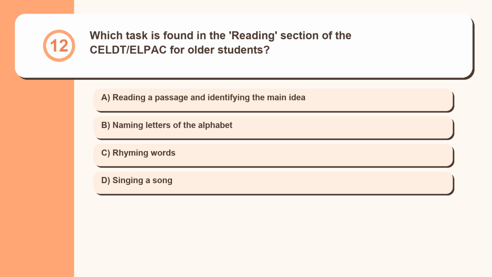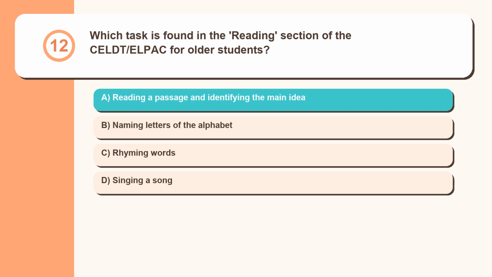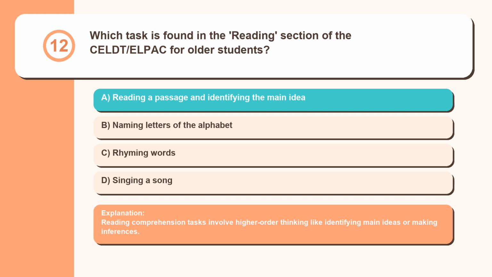Question 12. Which task is found in the reading section of the CELD/LPAC for older students? Reading a passage and identifying the main idea, naming letters of the alphabet, rhyming words, singing a song. Reading comprehension tasks involve higher-order thinking like identifying main ideas or making inferences.